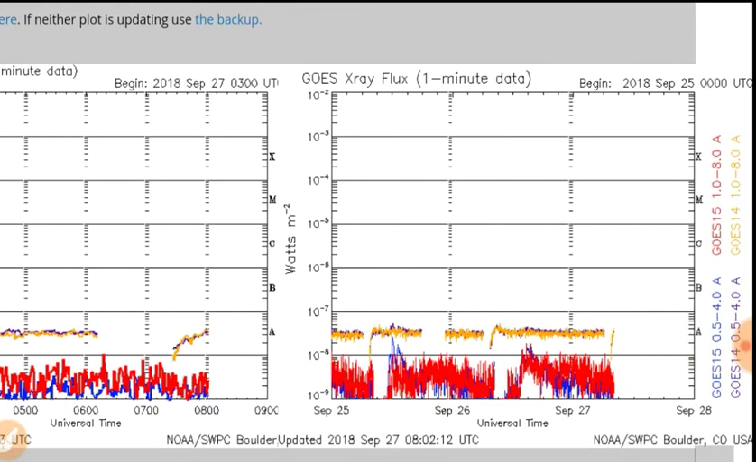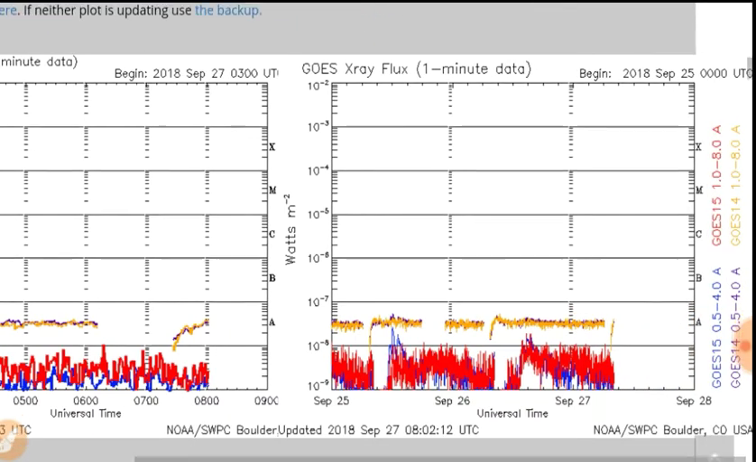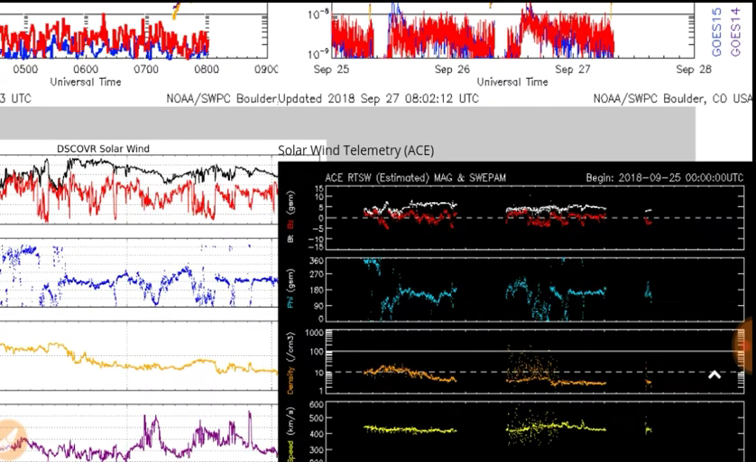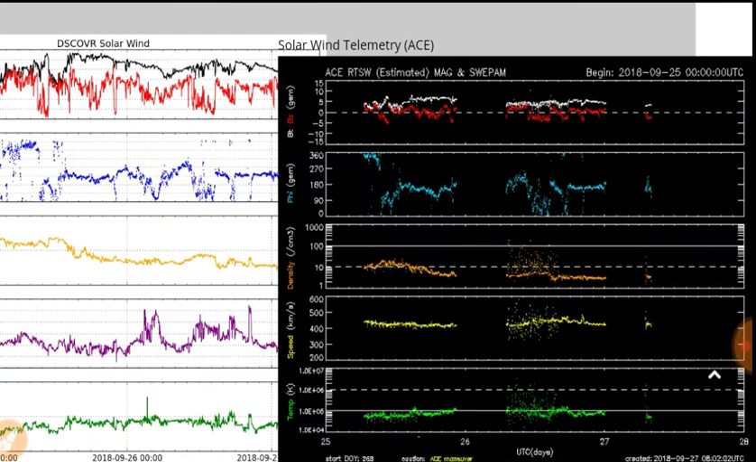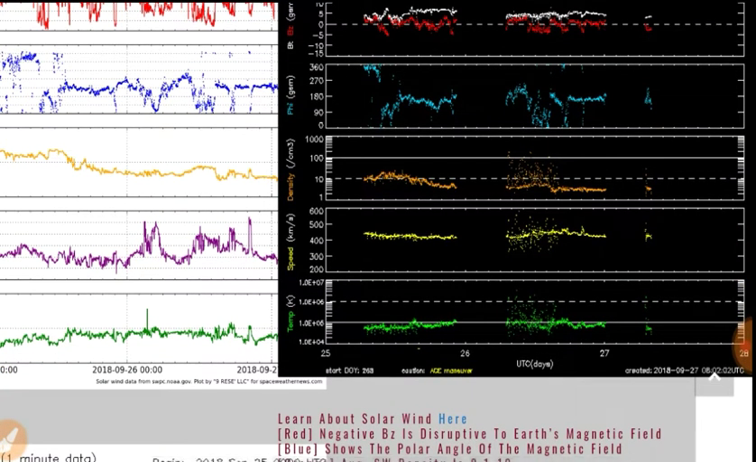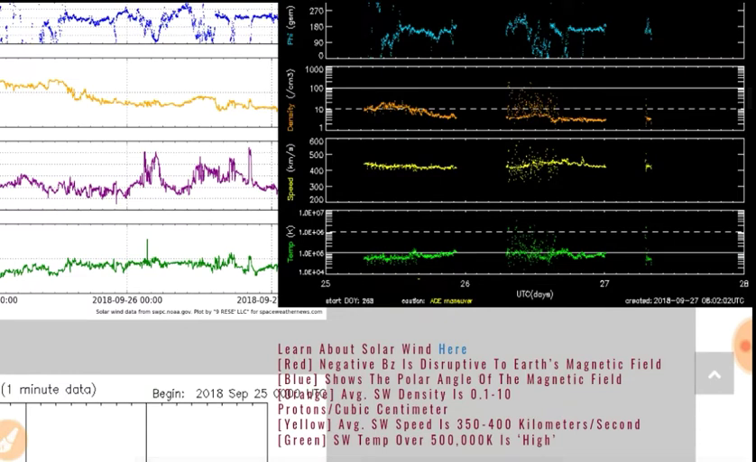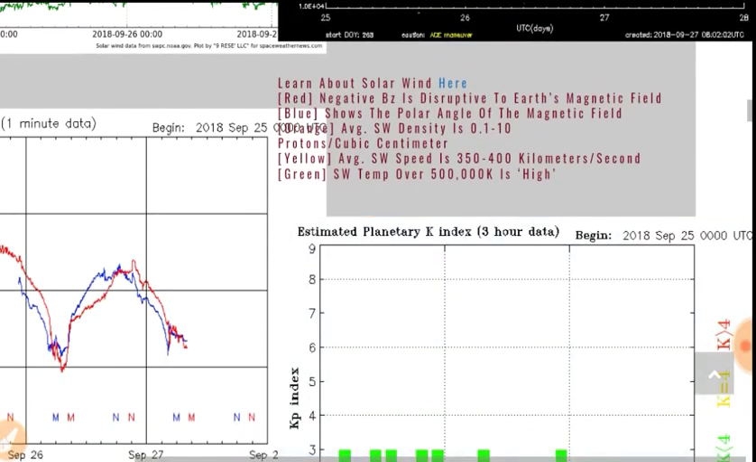X-ray flux, still very flatlined in the A range. Solar wind. Well, it's got some anomalous data there on the ACE also. Interesting. But solar wind, the density is still below 10. The phi angle looked like it wanted to go to 180 there. So, not so sure what's going on with that. Solar wind density and speed, they're all pretty flat.